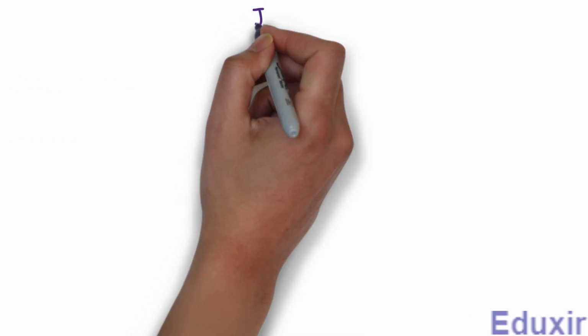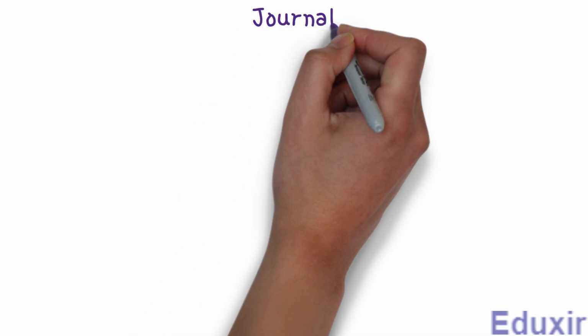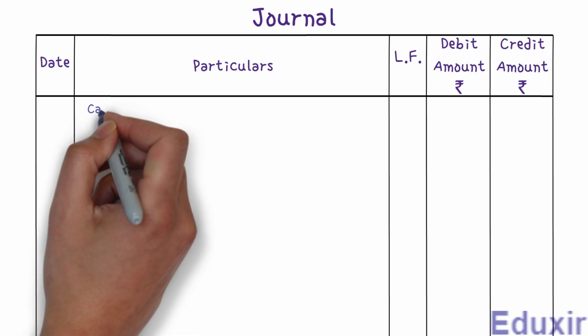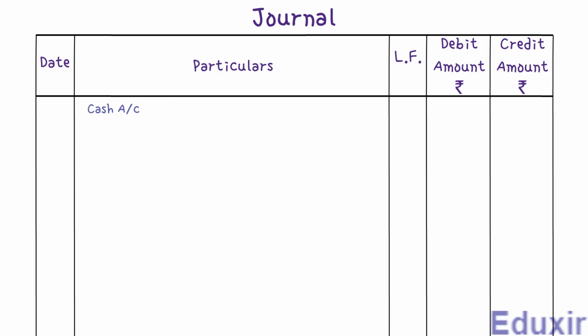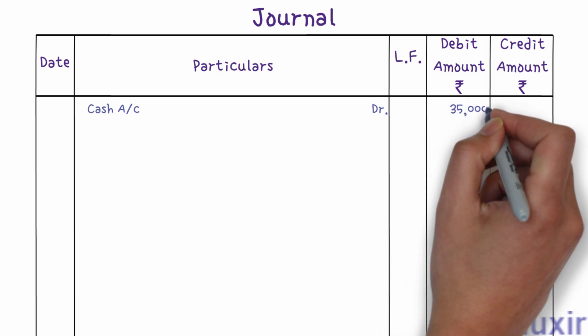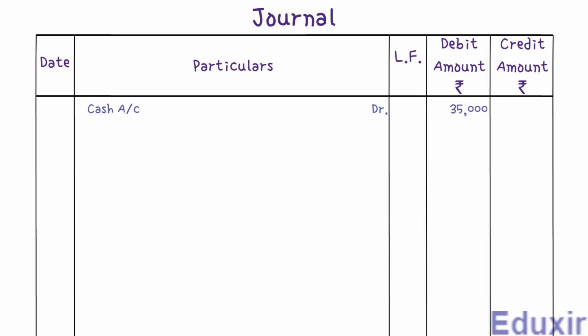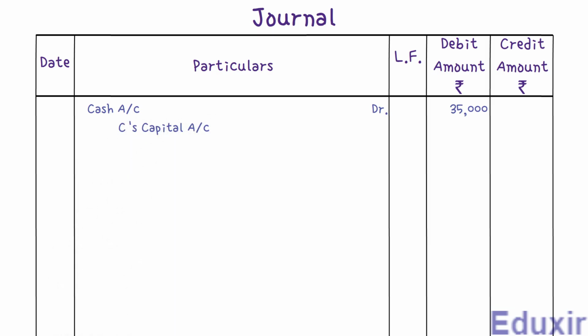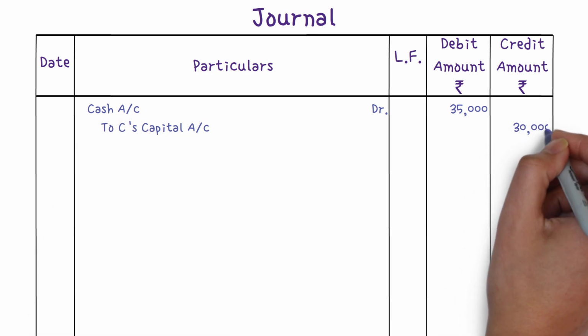Let us first write the journal heading. Let us also have the rest of the format of the journal. Let us first write the cash account as the debit entry. Let us also write the text DR to indicate that this is a debit entry. Let us then write the debit amount of 35,000 rupees into the debit amount column. Leaving some margin, let us write C's capital account as the credit entry. As you know, the credit entries start with 'To'. Let us then write the credit amount of 30,000 rupees into the credit amount column.